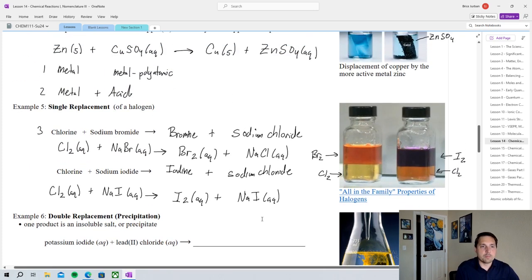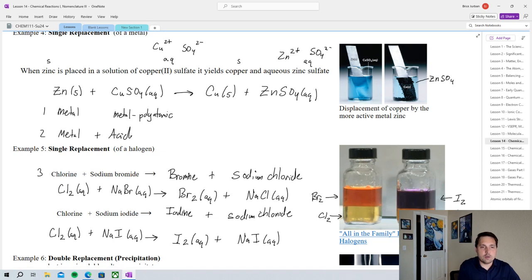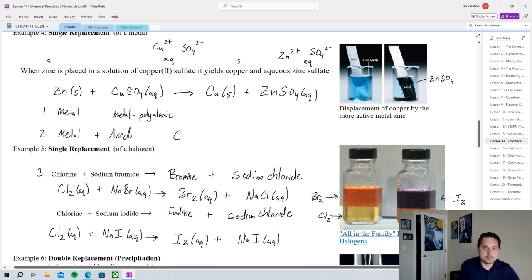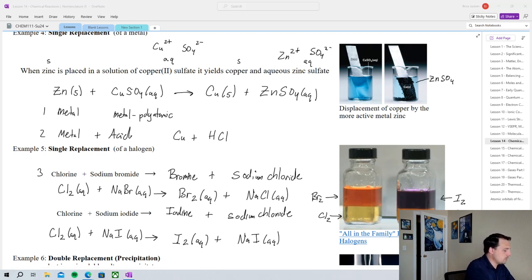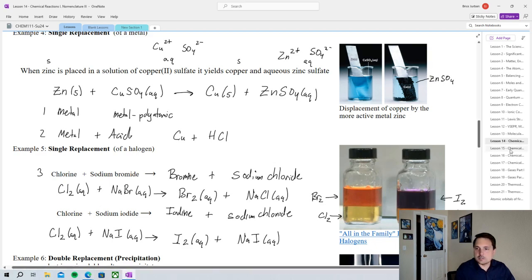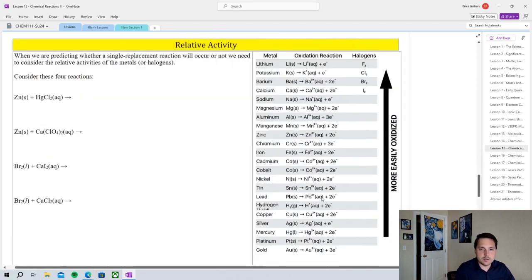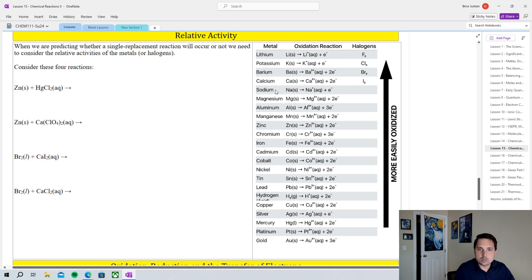Cool. So I guess I do kind of want to talk about metals and acids. Let's give one example of a metal and an acid. Say, for example, we take copper and I put in HCl. I'm going to quickly look this up because, actually, we can look at the activity series from lesson 15. We can kind of jump ahead a little bit. How about we do a different example?